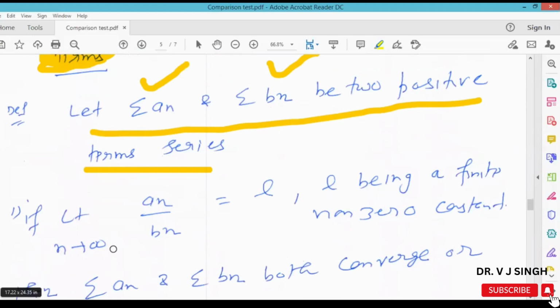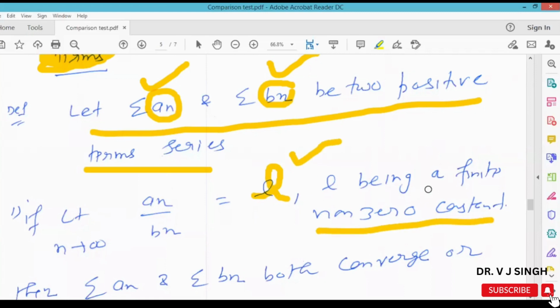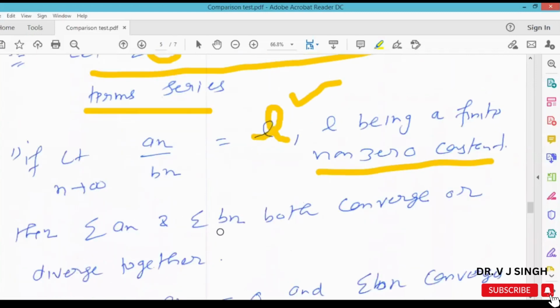n tends to infinity. From the first series we find an, the nth term of the first series, and the second is the nth term of the second series. We divide an by bn and then take the limit n tends to infinity. Then there must be some answer. Suppose the answer is L. Now, if this L is finite and non-zero, it should not be zero, then summation an and summation bn converge or diverge together.